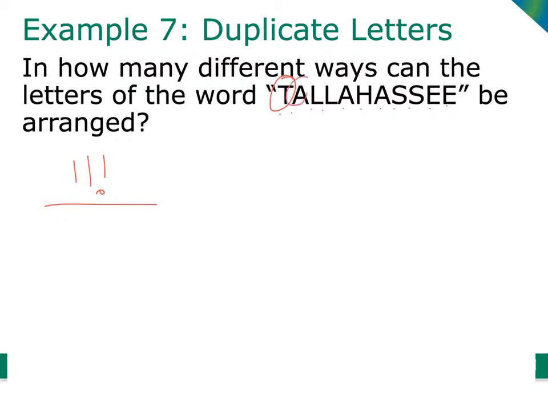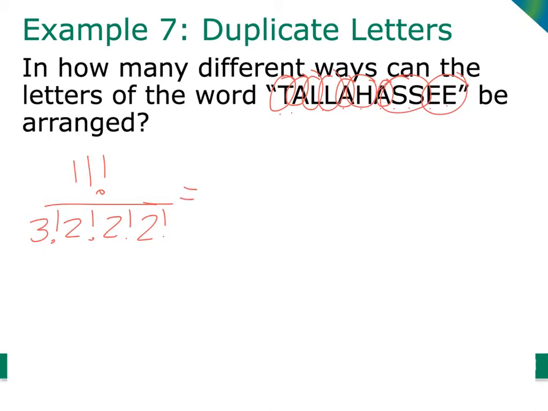A appears 1, 2, 3 times. So you'll need to do 3 factorial for the A. L appears 2 times. So you'll need to do 2 factorial for the L. H only appears once, so again, 1 factorial is 1. S appears 2 times, so 2 factorial for the S. E appears 2 times, so 2 factorial for the E.